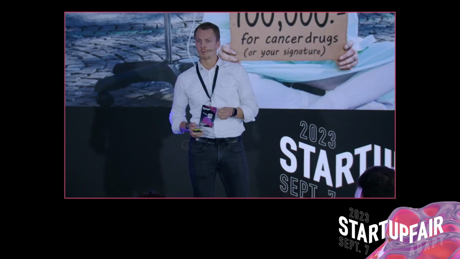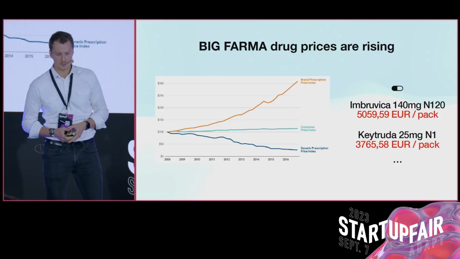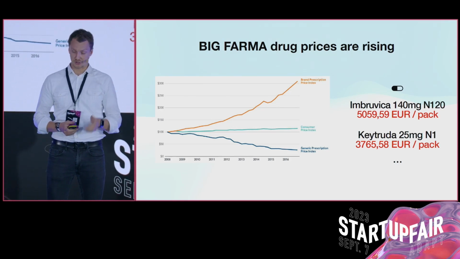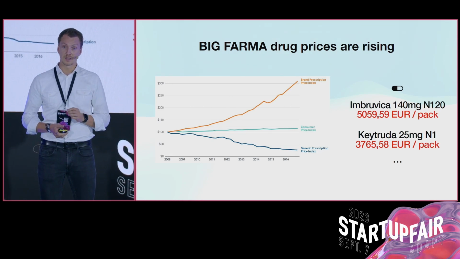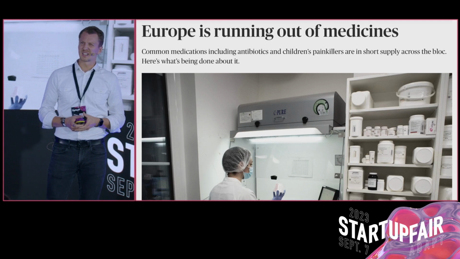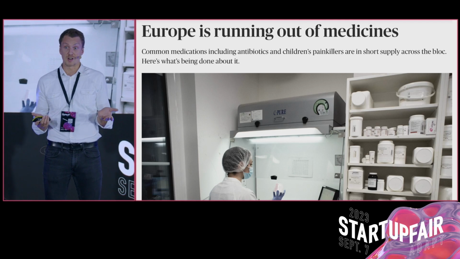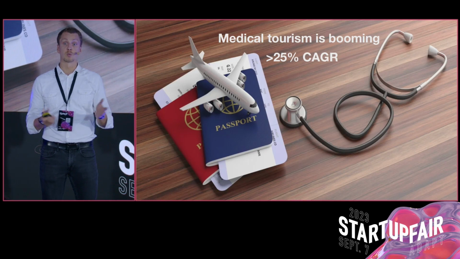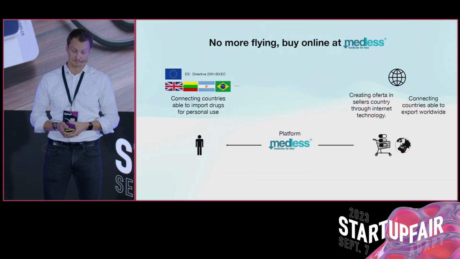So I hope you know that curing some diseases is becoming very, very expensive. And those drug prices are rising high each year. Here are a couple of examples of very popular drugs, and you can see it's only one dose and you need a lot of them. What is even more ridiculous is that drug shortages are very frequent for these drugs. You're not even able to buy them. That's why a lot of people are flying around the world searching to buy drugs. And this market is growing by 25% per year.